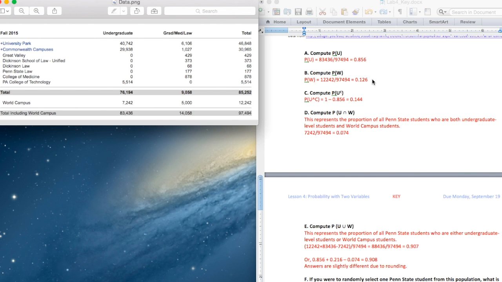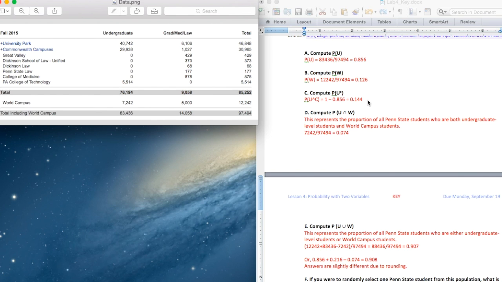Part B, now we want to compute P of W, so the proportion that are World Campus students. Now we're going to look across the World Campus row. We have a total of 12,242 World Campus students out of a total 97,494 Penn State students. So the proportion of this population that were World Campus students is 0.126.